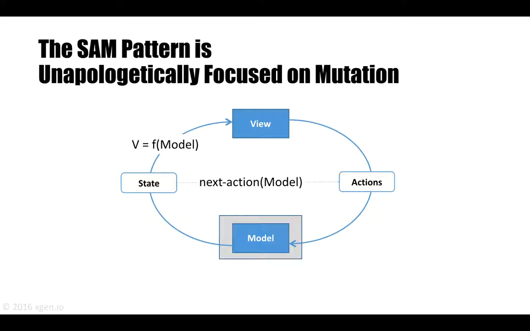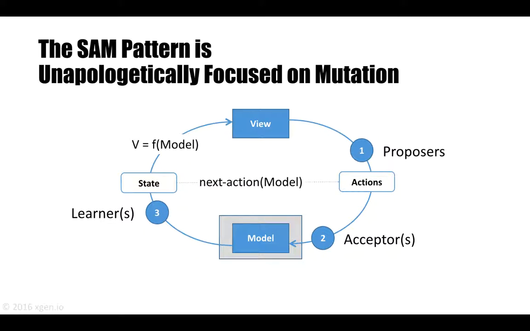So if we look at it slightly more detailed, as I mentioned, proposers are called actions. The acceptors are the model, and there's usually one in most cases. Then SAM introduces the state function, which is a learner. Sometimes people have expressed some difficulty understanding what the state function is. What SAM is saying is that the application state is not just the model, which is some property values. It's actually a combination of the property values and a function that I call the state function that decides in which state the system is.